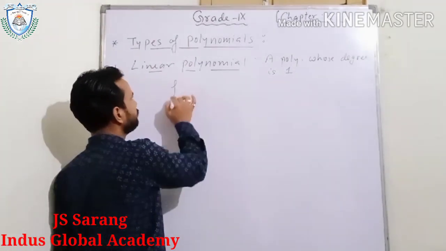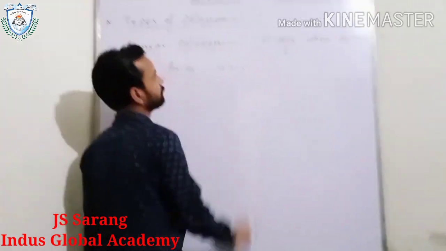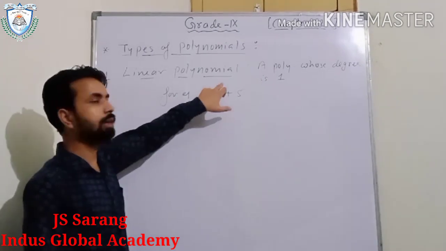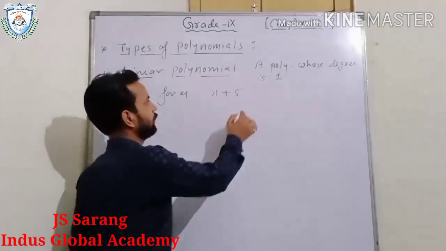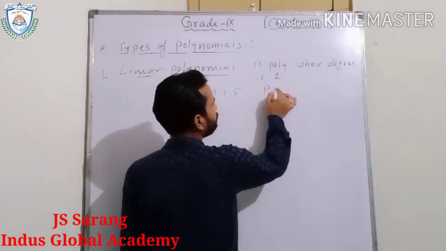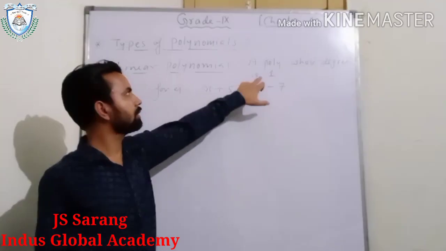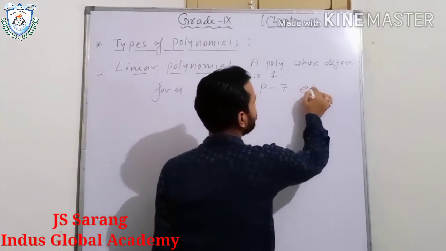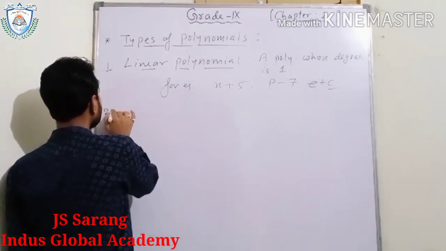For example, x plus 5. Here the variable is x and its power is 1 and it is the highest power, so it is a linear polynomial. Next, p minus 7. Here the variable is p and its degree is 1, so it is an example of linear polynomial. Clear?